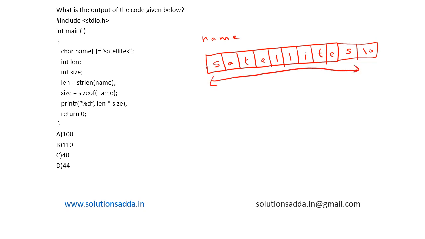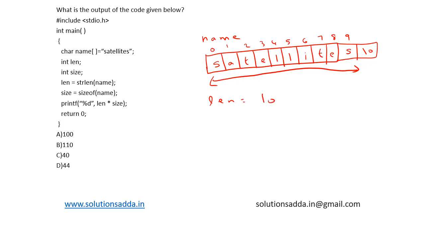So we are having 10 characters. If you are counting from index 0, then the index would be 0, 1, 2, 3, 4, 5, 6, 7, 8, 9. So len would be storing the value of 10 because we are counting from 0 to 9. So the length is 10.